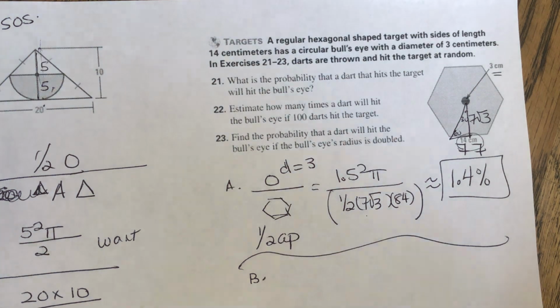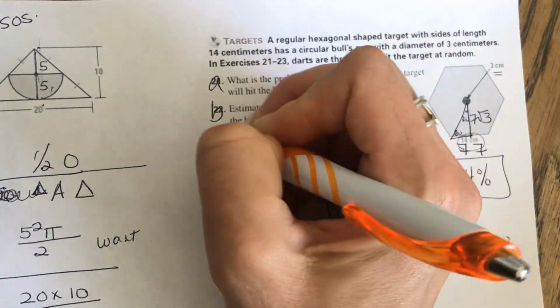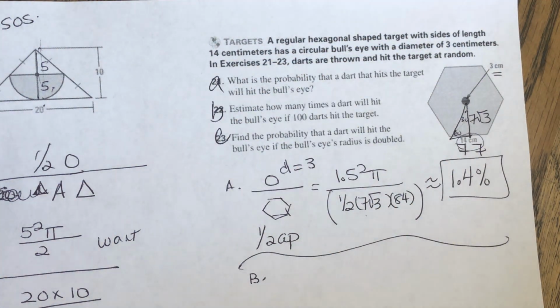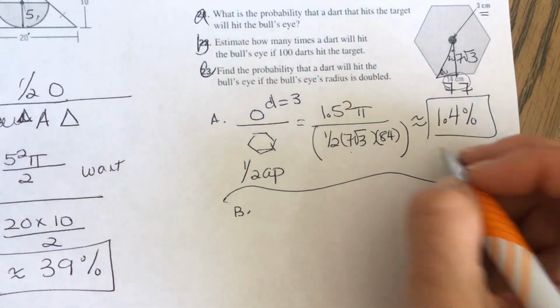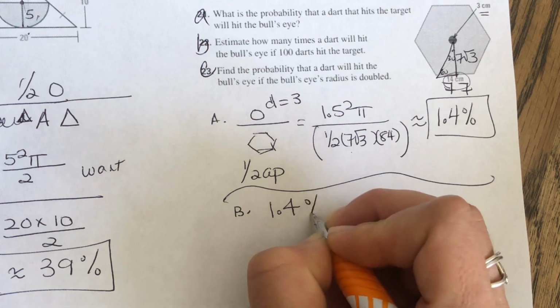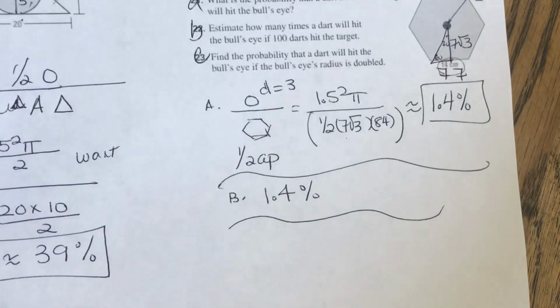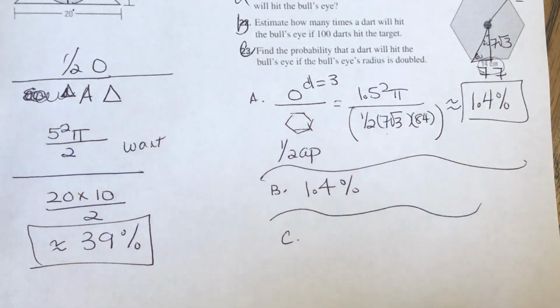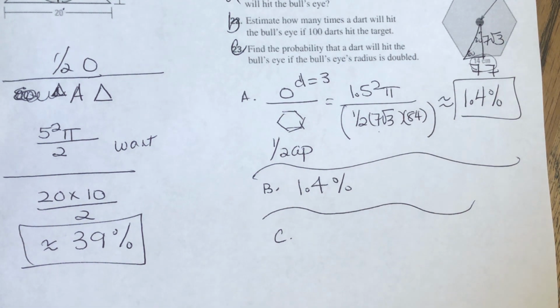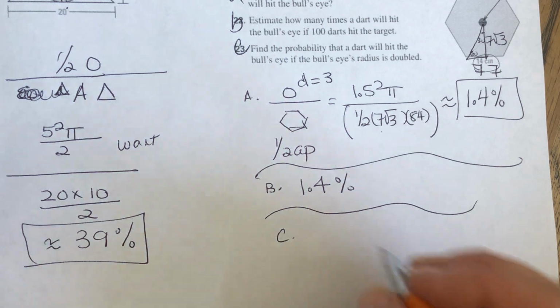Part B, or 22, says estimate how many times a dart will hit the bullseye if 100 darts are thrown. I don't care if you threw 1,000 darts. The percent is never changing. It's still 1.4%. It does not change if you throw another one. That's still what it is. And then part C says find the probability the dart will hit the bullseye if the radius is doubled.